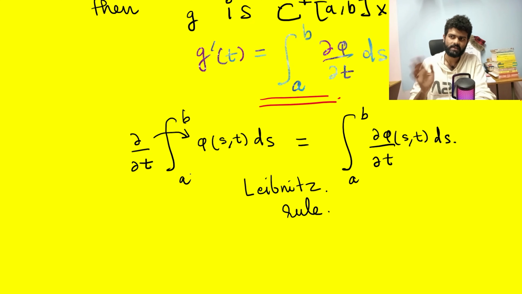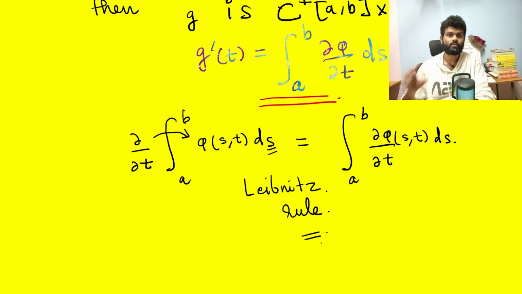So you have an integral of some two-valued function, and you're integrating with respect to the first variable. And there's this second variable here. You can differentiate the whole integral with respect to the second variable, and then you can basically take the derivative inside the integral. This is called Leibniz rule.